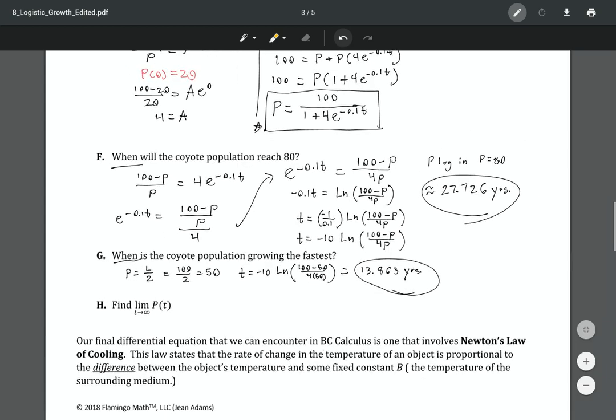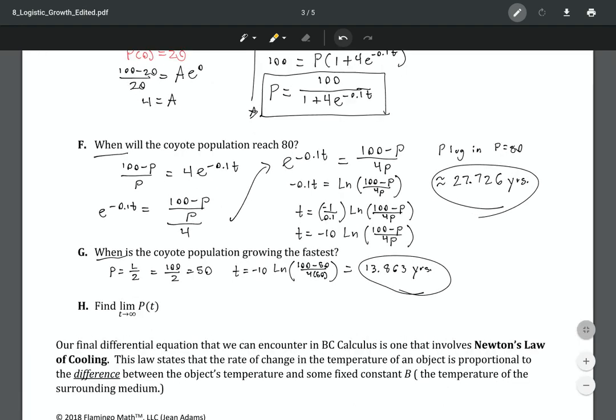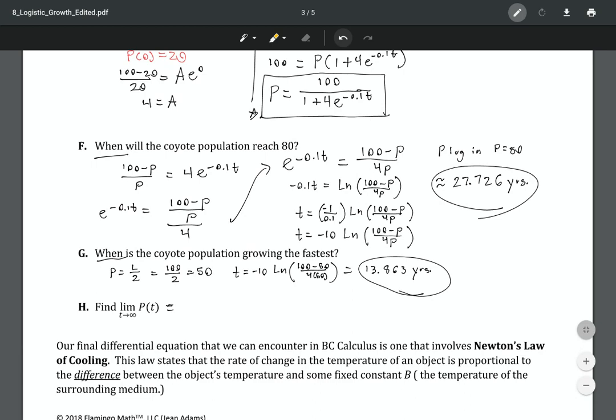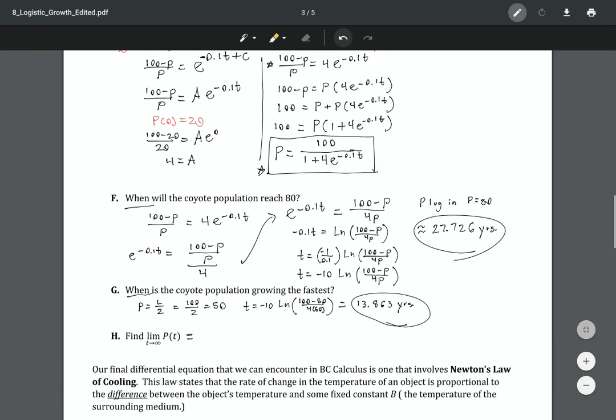All right, so that's that. Now it says find the limit as t goes to infinity of p of t. Basically, you can look at the graph and come up with the same answer.